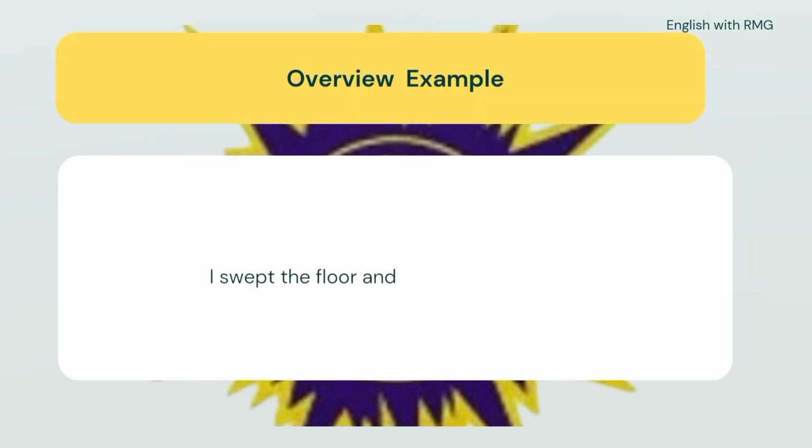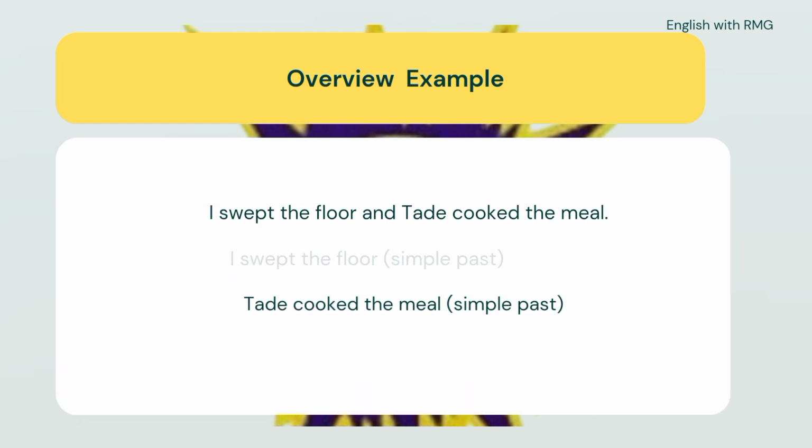So, let's take this sentence for example. I swept the floor and Tade cooked the meal. In this sentence, we have two different clauses and we have two verbs. But the two verbs are both in simple past tense. So this tells us that these two actions happened in the past and relatively at the same time. So they are both in the same tense.